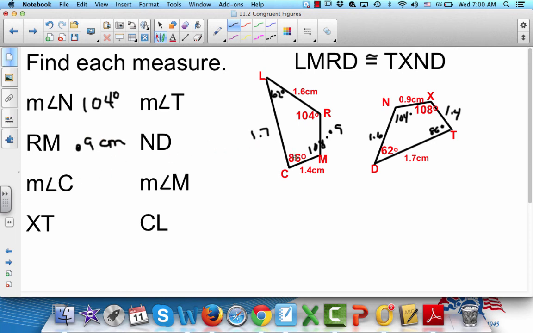Measure of angle C is 86 degrees. The distance from X to T is 1.4. The measure of angle T is 86 degrees. The distance from N to D is 1.6. The measure of angle M is 108 degrees. And the distance from C to L is 1.7 centimeters. Okay, there we go. And that's what I do: I fill out the missing measures first, and then I come back over here and I fill in what they're asking for.